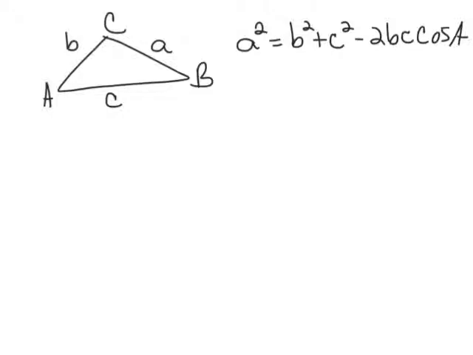So let's take a look at this version of the law of cosines and see what we can use it for. If I have a squared is equal to b squared plus c squared minus 2bc cosine of A, that means I can solve for a if I'm given two sides and the angle that's included between them. So this is useful for when I have side angle side, but I can also use it for side side side to find an angle, actually.